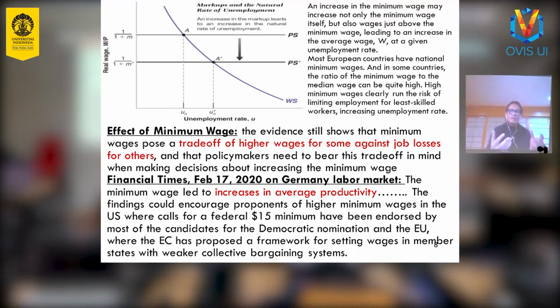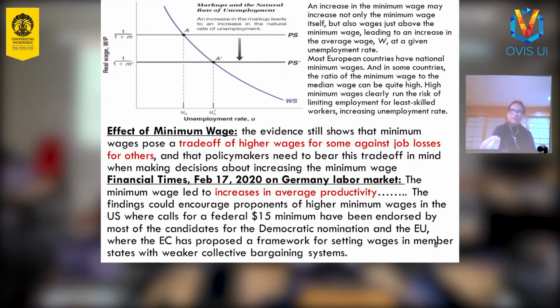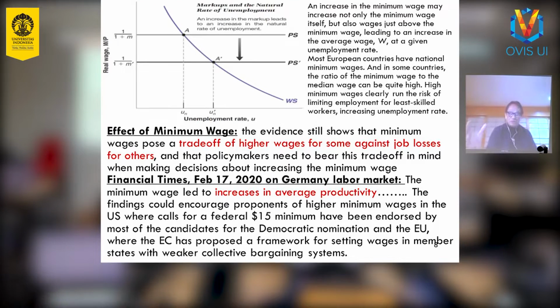Okay? So that leads to the question: if minimum wage is imposed, unemployment tends to go up, because minimum wage is almost like a cost, right? So if the minimum wage is raised, there is a possibility that the firm will hire fewer people. And fewer people hired means higher unemployment. Okay? So that is the general story.